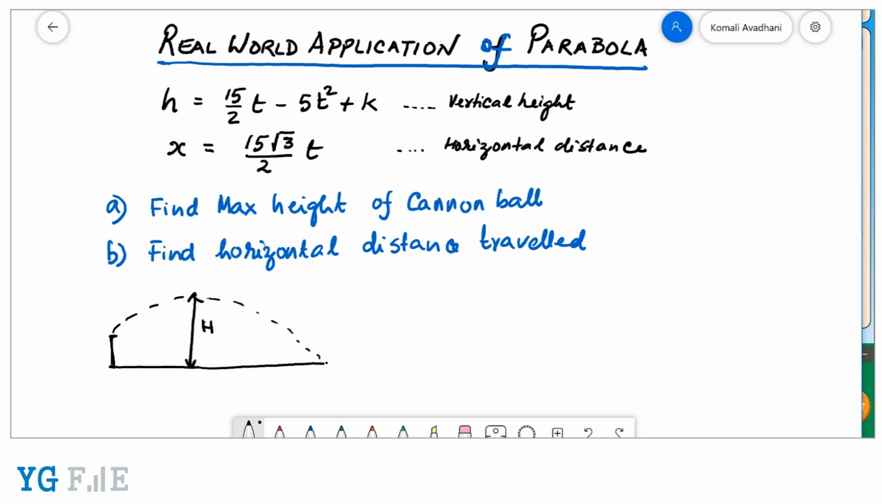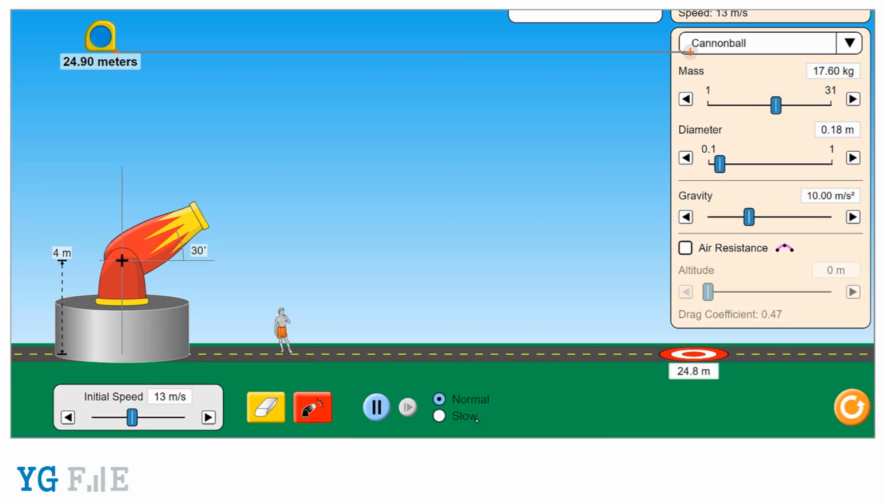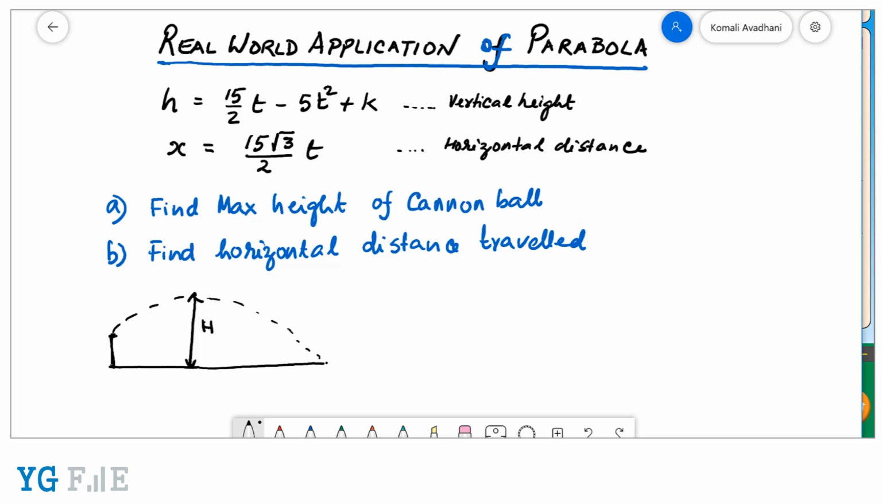Now the height of the cannon, you can see that in the diagram it is 4 meters. That means the cannon is releasing the cannonball from a height of 4 meters. So this point is actually a point on the parabola, and the height here is given as 4. We are also asked to find the horizontal distance, that means this length where the cannonball reaches the ground. Let's call this d, the horizontal distance. So we need to find these two values, H and d.